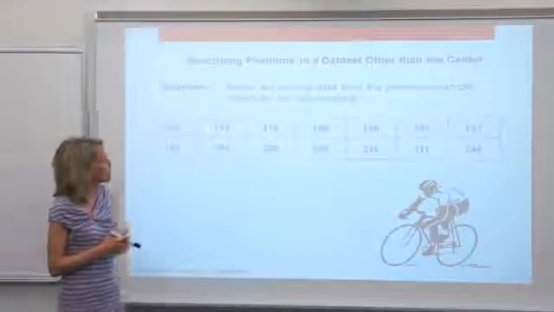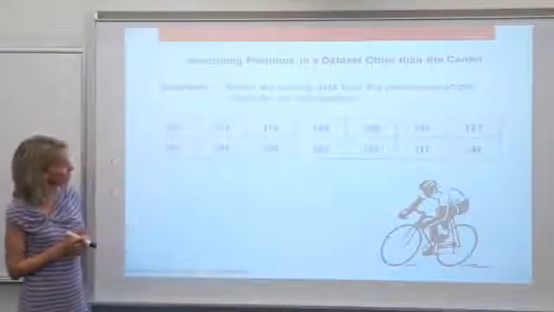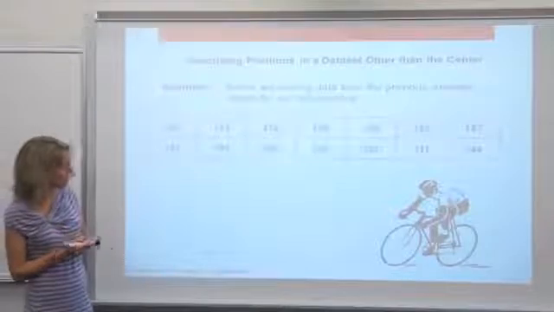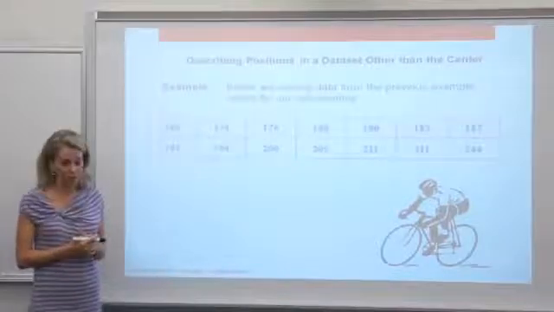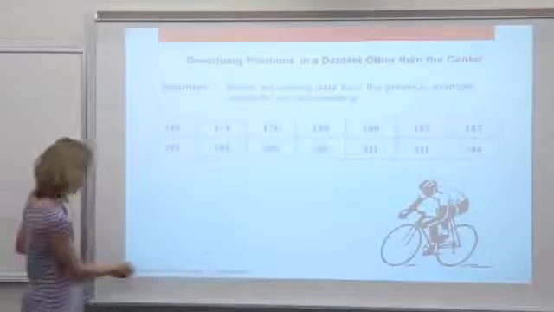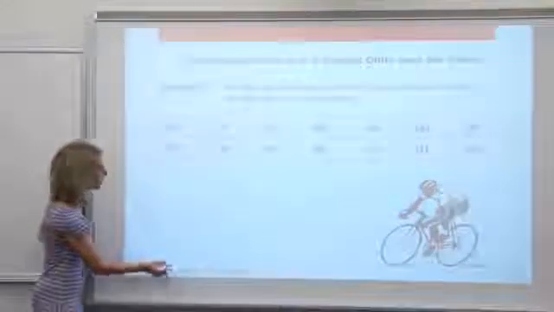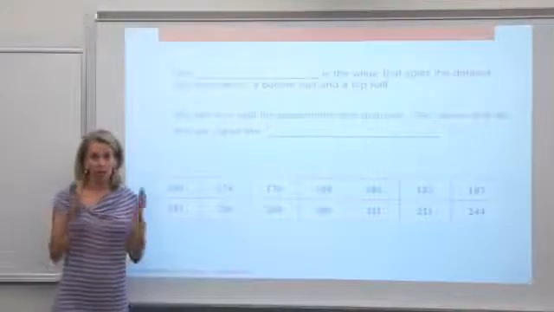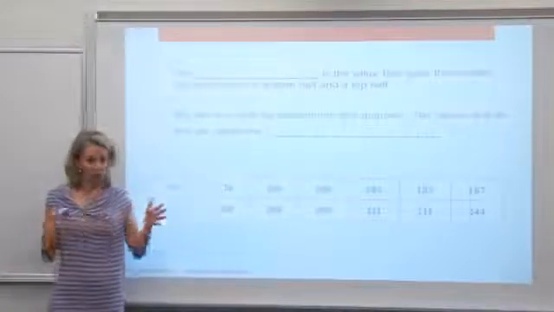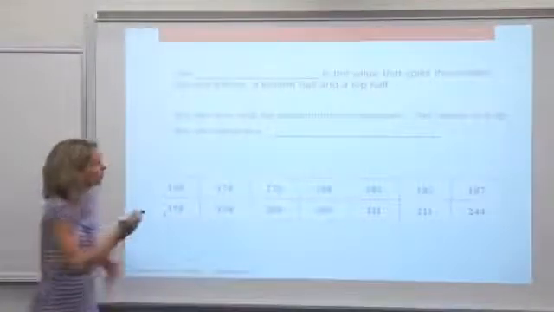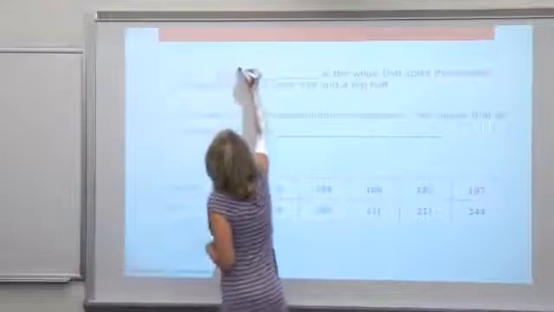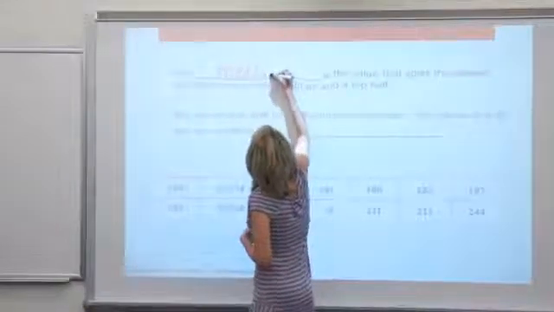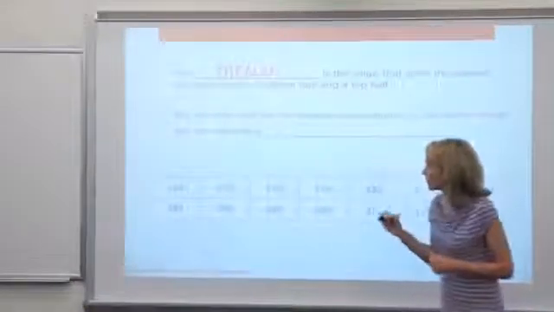Okay, previously we looked at this data set from some cycling data on strength. So we're going to look at this again. And last time we looked at the median in particular. The median was the value that split the data into two pieces. So half the data are below the median and half the data are above the median. So that was sort of a measure of position.